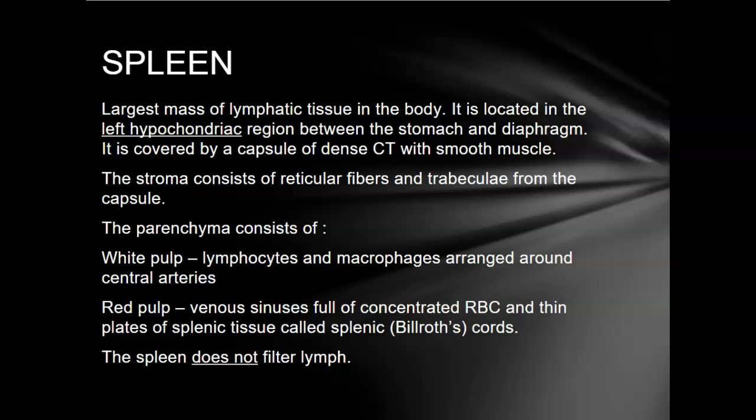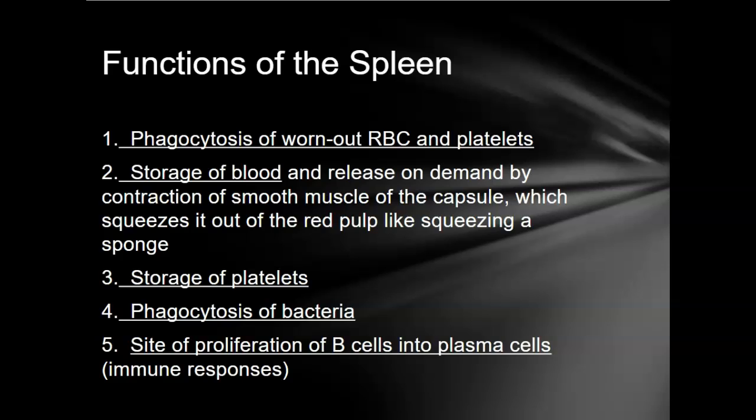Blood travels through the spleen, not lymph. So the spleen, although it is lymphatic, actually helps to filter the blood and remove old and worn out red blood cells. That's one of its main jobs. It's also a reservoir for blood, a reservoir for platelets.